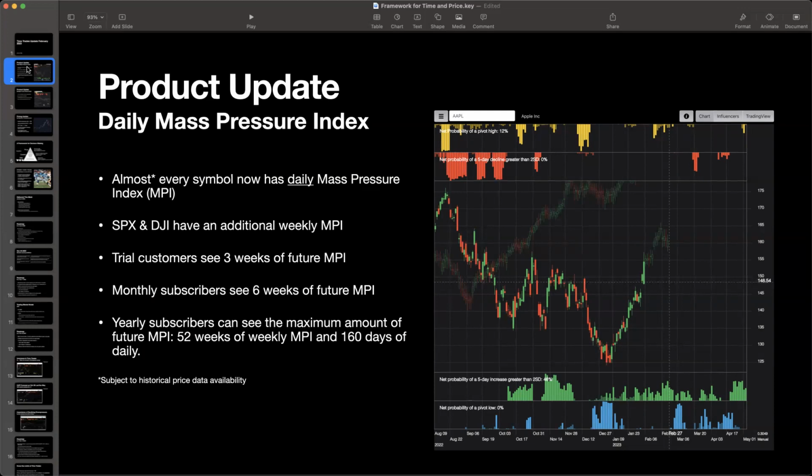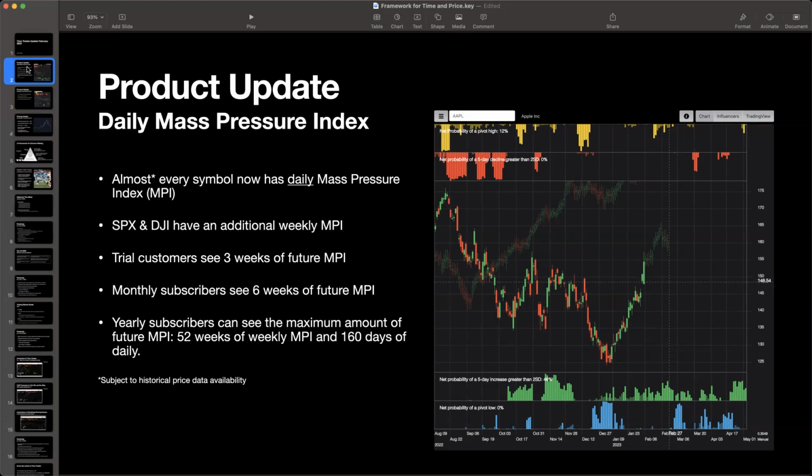What that means is that trial customers can see 3 weeks of future mass pressure index on the daily. Monthly paid subscribers can see 6 weeks, and yearly subscribers can see the maximum amount, and that's 52 weeks of weekly mass pressure and 160 days or so of daily mass pressure index. So that is the first change that we are rolling out here.